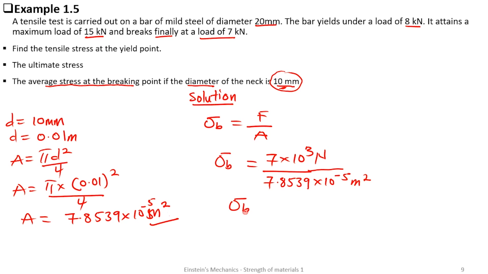Therefore, the stress at the breaking point gives us 89.12 megapascal. Remember, it is the same as 89.12 mega Newton per meter square. That's all for example 1.5. You have to name or know where your forces are and the diameter to get your area. Let's move to the next example.